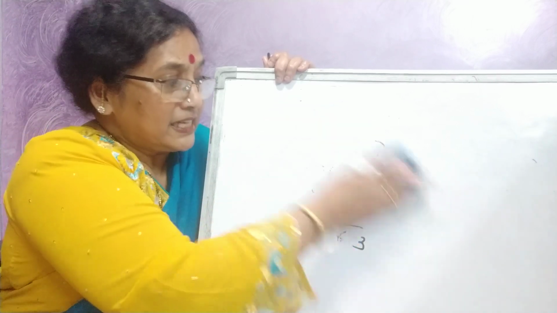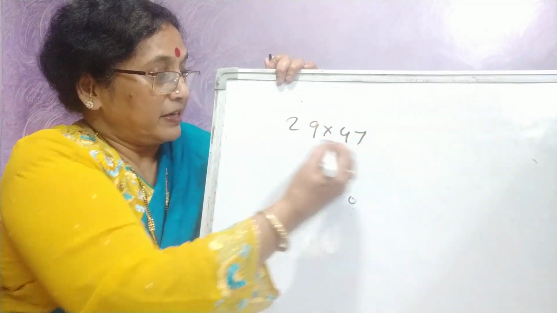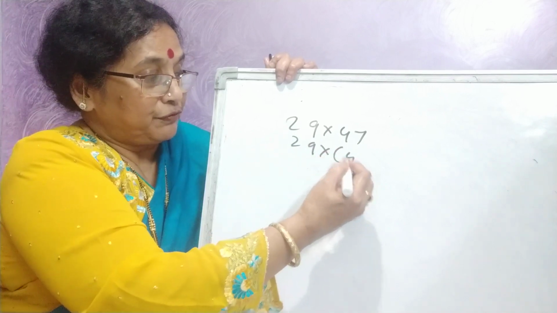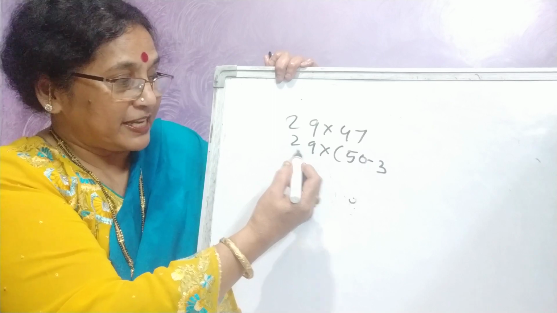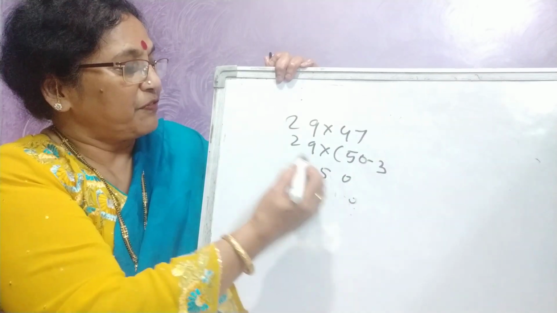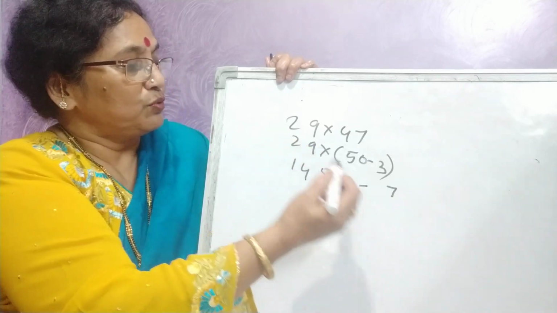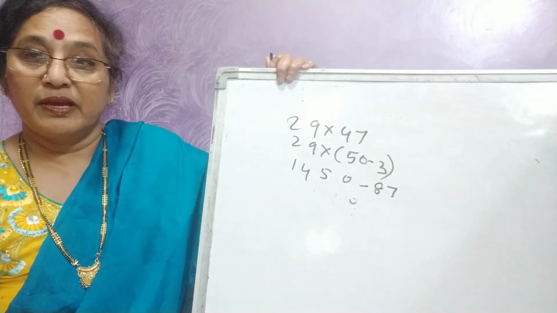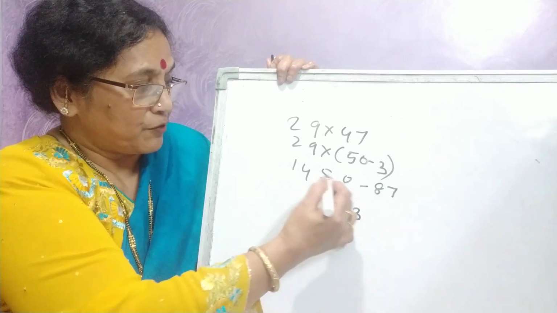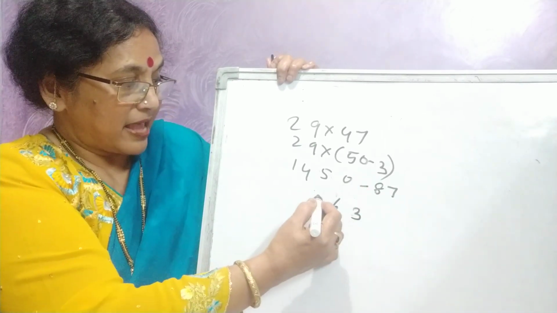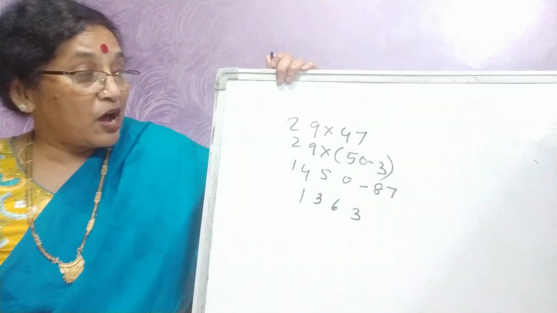You can do 29. 29 into 47 is 29 into 50 minus 3. So we multiply 50, that's 0, 45, 14 minus 27, 2, 3 to 6, 87. And then we subtract, the answer we get: 10 minus 7 is 3, 14 minus 8 is 6, and then you have a 3 and a 1. So this is how we do it.